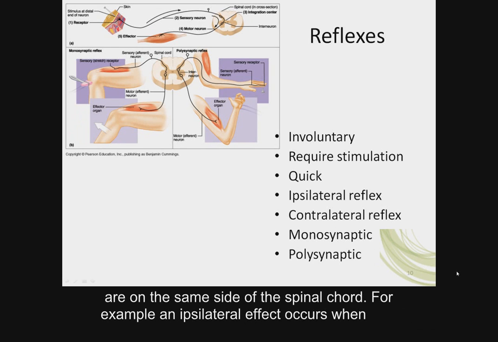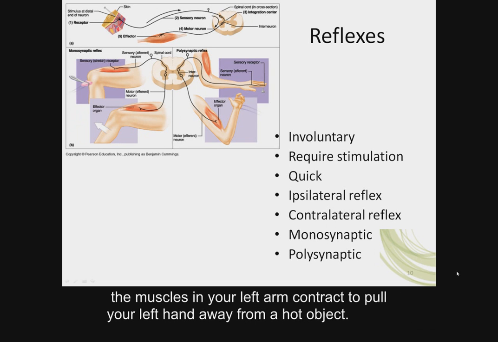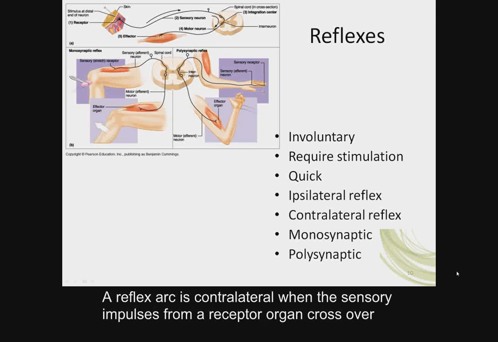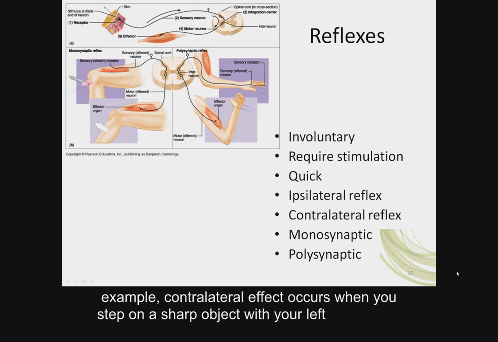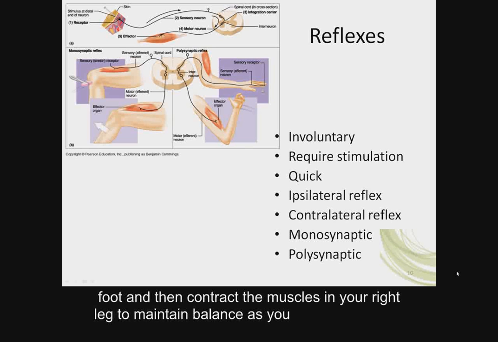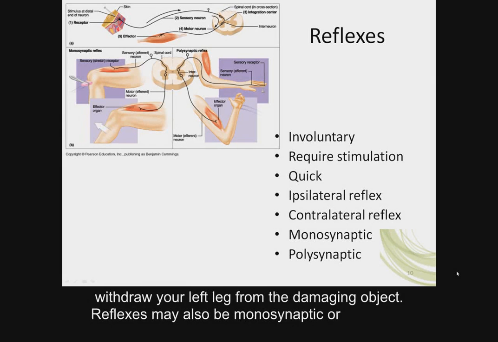For example, an ipsilateral effect occurs when the muscles in your left arm contract to pull your left hand away from a hot object. A reflex arc is contralateral when the sensory impulses from a receptor organ cross over through the spinal cord to activate effector organs in the opposite limb. For example, a contralateral effect occurs when you step on a sharp object with your left foot and then contract the muscles in your right leg to maintain balance as you withdraw your left leg from the damaging object.